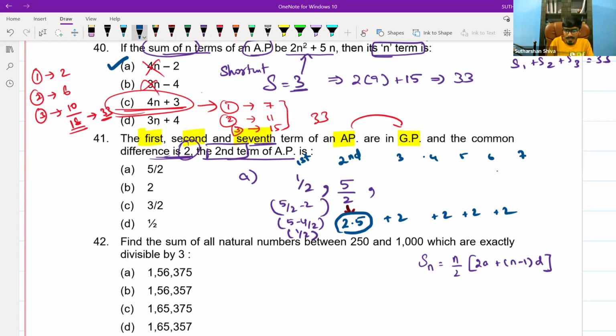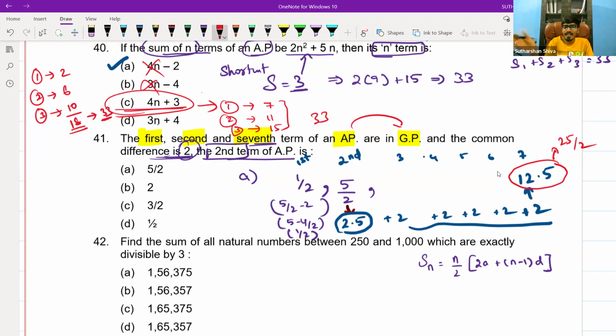To find the seventh term, if you add all the plus 2 values, it is 10. 10 plus 2.5 will become 12.5 over here. If it is 12.5, it is nothing but 25 by 2, right? It is nothing but 25 by 2. Everything is in an AP. So I will go with option A as my answer.